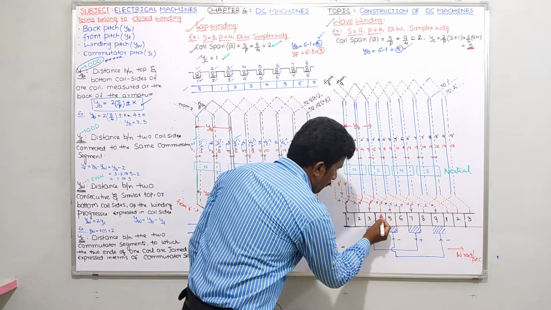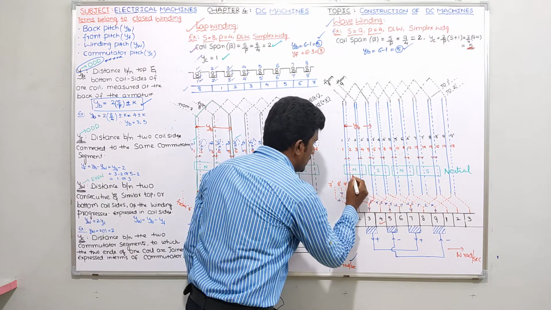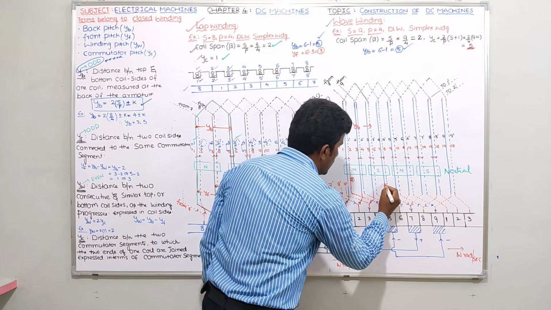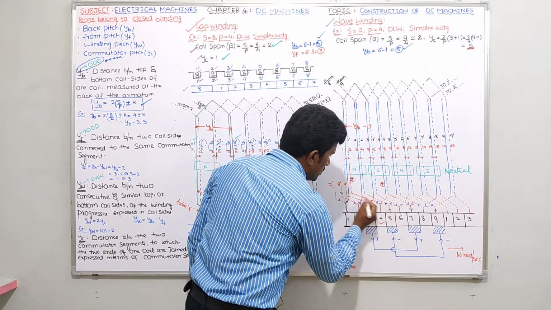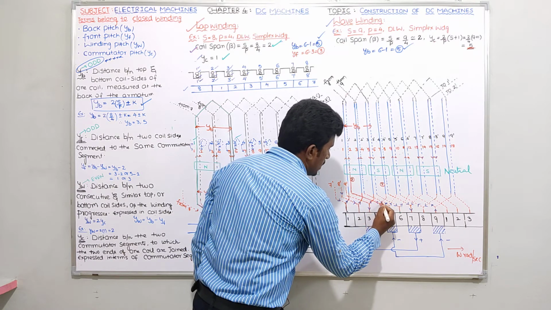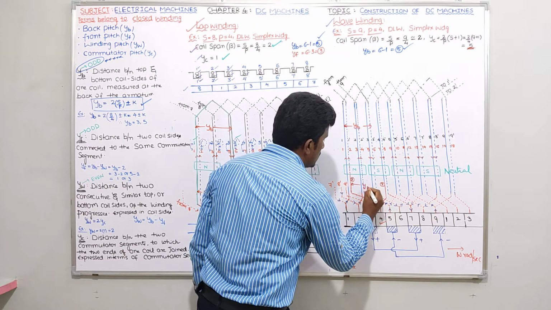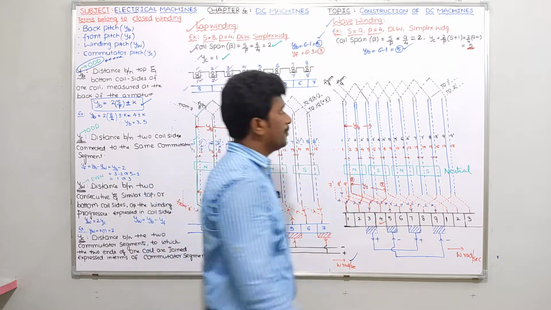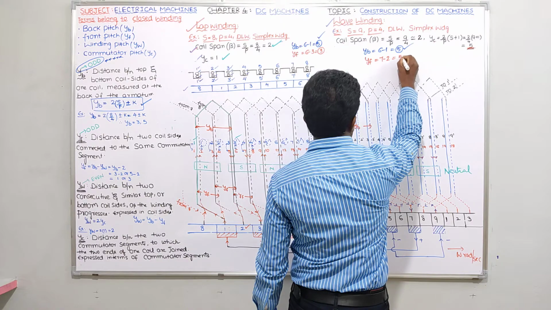So to this commutator segment 4, this is one coil side, and its name I can say is 2. And what about the other coil side? This one is 7, to this commutator segment 4. From here to here, this distance can be called YF. So tell me the value: 7 minus 2, how much? 5. YF equals 7 minus 2, which is 5.